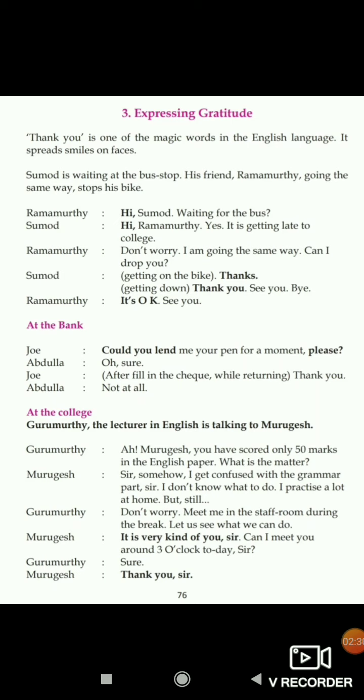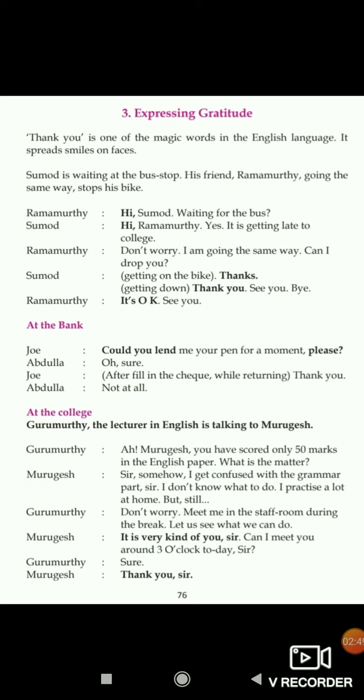This is a conversation between Joe and Abdullah, and the conversation takes place at the bank. Joe: Could you lend me your pen for a moment, please? Abdullah: Oh, sure. Joe: After filling in the cheque, while returning, thank you.